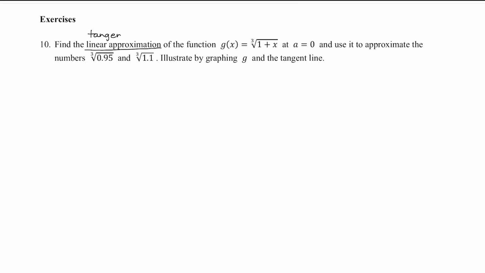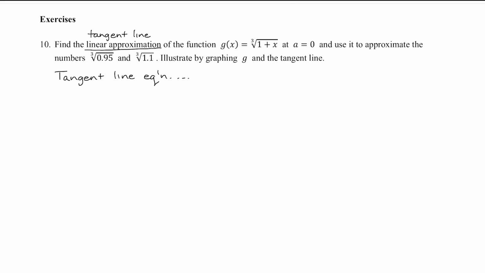Approximation of the function cube root of 1 plus x. So first of all, linear approximation means find the equation of the tangent line. So it's just another way to say that. And we're doing this at a equals 0, so that's the x coordinate of our point of tangency, and use it to approximate the cube root of 0.95 and the cube root of 1.1.